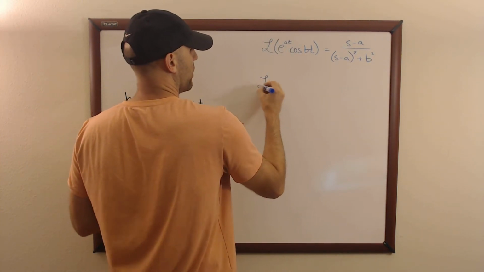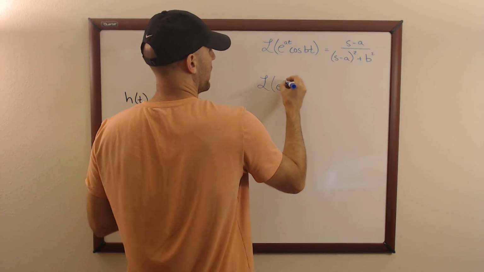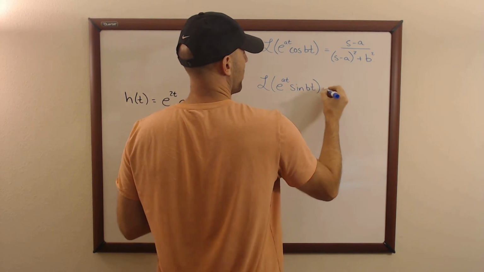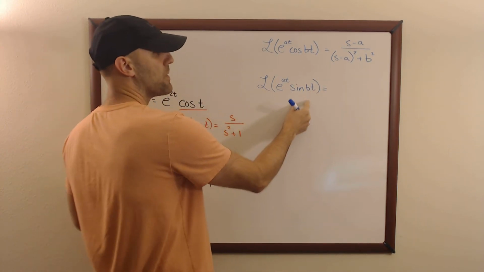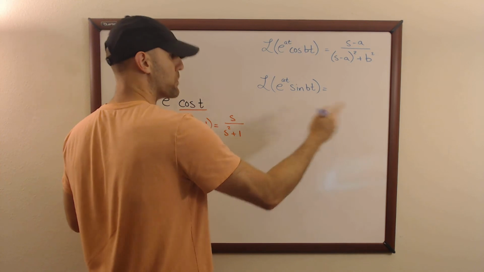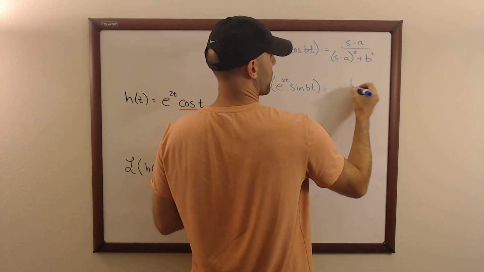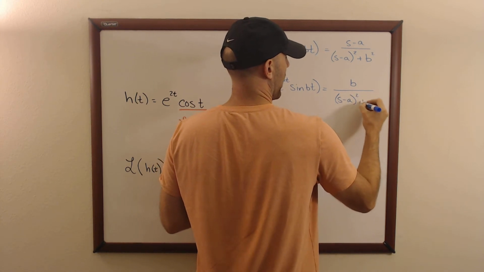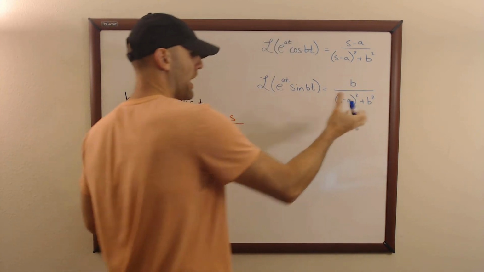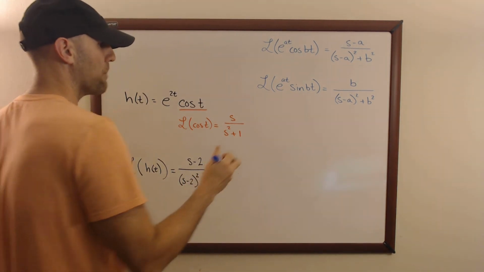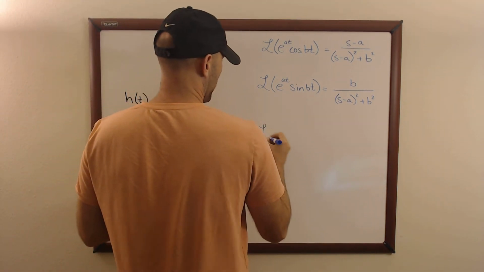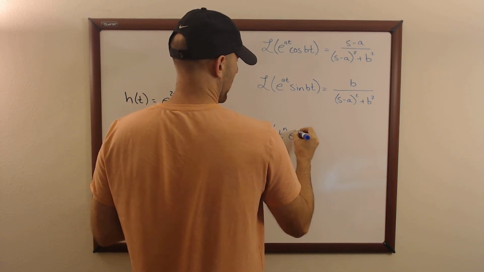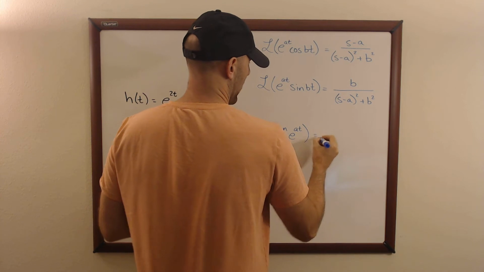Okay. We have the Laplace transform of e to the at sine bt. Now remember, sine was b over s squared plus b squared. So again, just replacing all of the s's with s minus a, we get b over s minus a squared plus b squared. And then lastly, of course, we'll have our polynomial term, t to the n power.